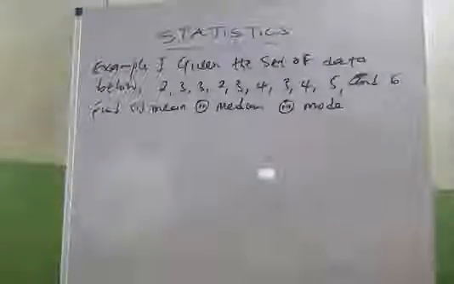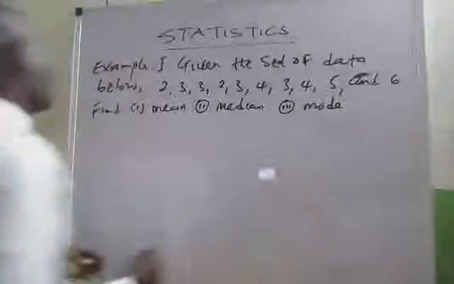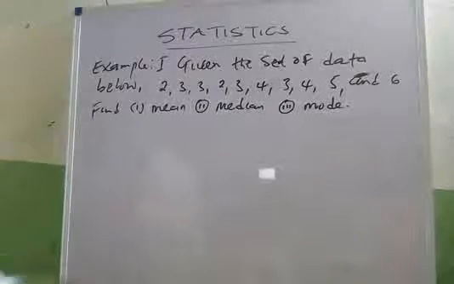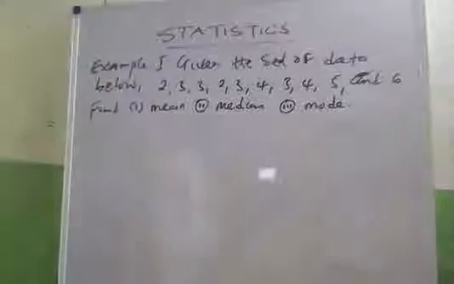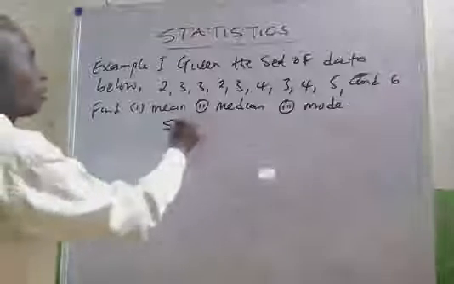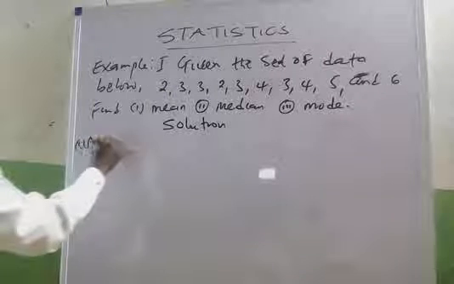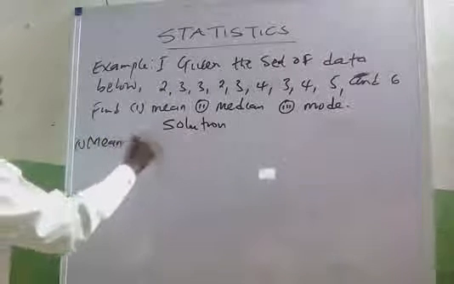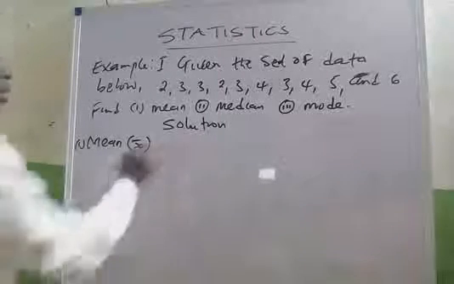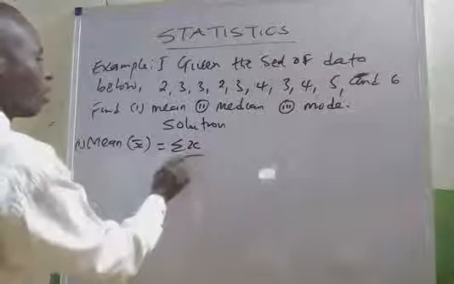Now let's look at this simple example. Given the set of data below, you have 2, 3, 3, 2, 3, 4, 3, 4, 5, and 6. We are asked to find one, the mean. Let's look at it briefly. Solution: the mean is x-bar, the sum of x over the total number.